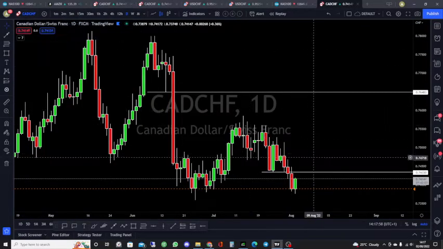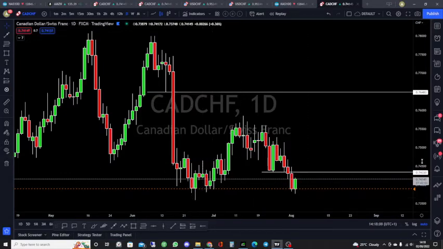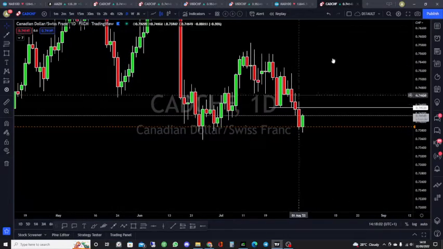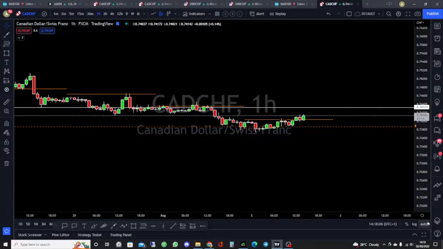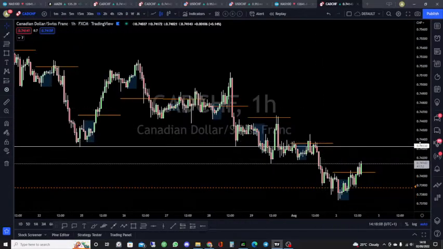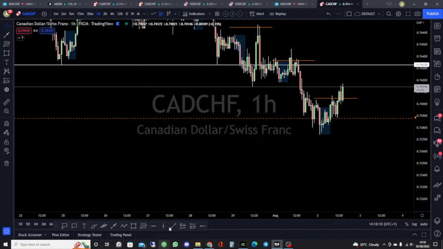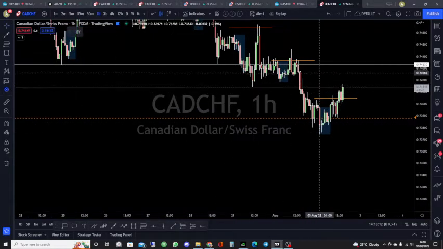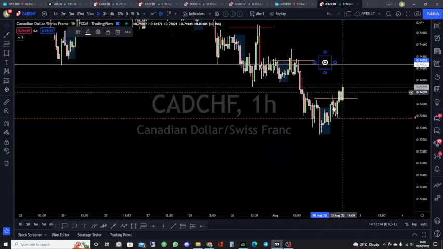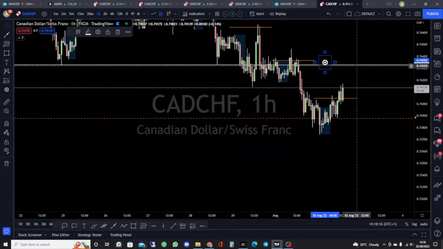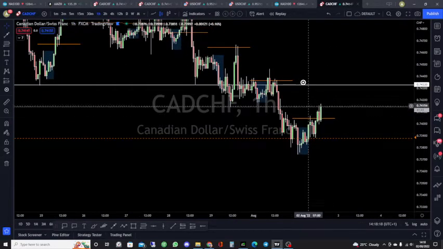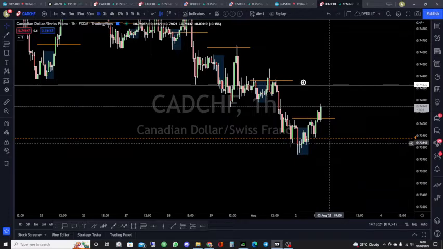CAD Swiss franc as well. It took these lows, and on the one day it's going back up as well. Yeah, from here, targeting over there as well. This probably by tomorrow could just start ranging in here. Sometimes it doesn't go there all the time. So sometimes it looks like it's going to touch, but it goes back down again.